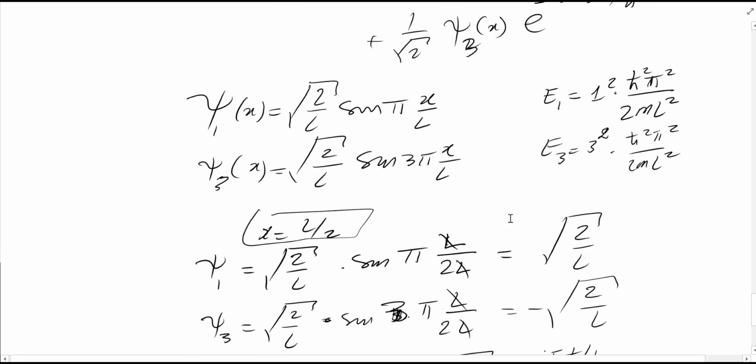Okay, I'm going to call E naught this number, or E1. So this is actually E3. You can clearly see that it's equal to 9 E1, because if this is just 9, that number.